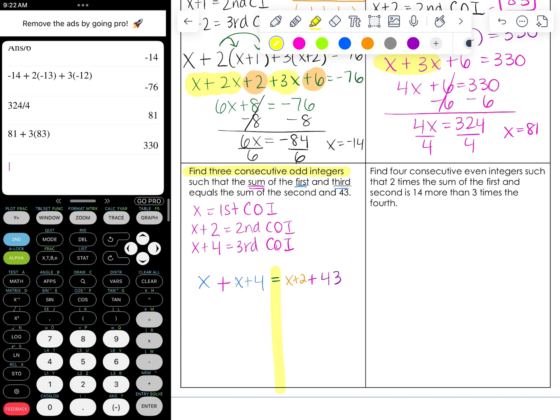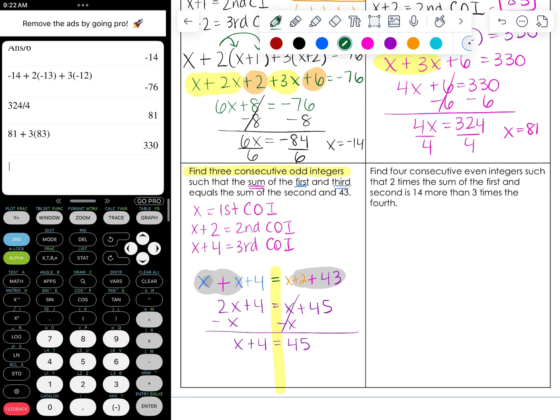Okay, so now I need to combine like terms, but I'm going to put my highlight symbol there to show that you can only combine like terms if they're on the same side of the equal sign. So I can combine my x's here. That's going to give me a 2x plus 4. And on the right side, I'm going to combine my constants, and that's going to give me x plus 45. And now we solve this like a multi-step equation. I want to move x to the left side. So I've got x plus 4 is equal to 45. I'm going to subtract 4, and I've got x equals 41.